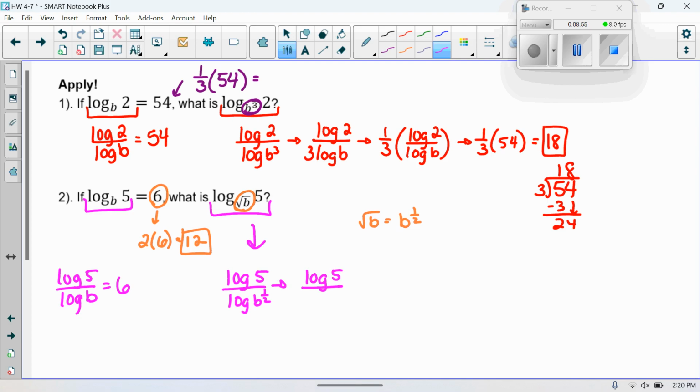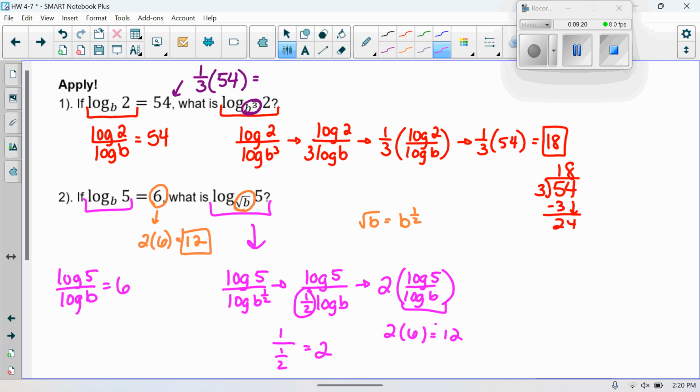So log 5 over 1/2 log b. But if this is 1/2 in the denominator, it's really like 1 over 1/2, which is the same thing as multiplying by 2. So this is 2 times log 5 over log b, which we just said is 6. So 2 times 6 gives us 12. But if you know your shortcut, you have that to go off of. So this is using the change of base formula to help evaluate and manipulate log expressions.